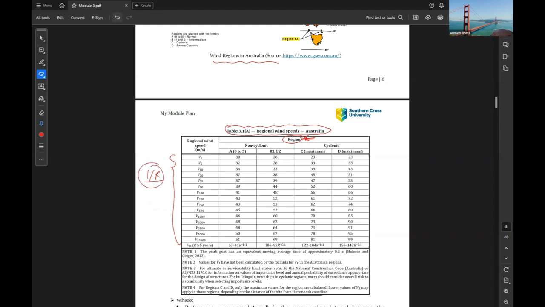So if we get 1 in R, for example, if 1 in R is 1 in 200, you get V200. Then, for example, if you are in region B1, what is your regional wind speed? The regional wind speed will be 52. So we need two pieces of information to find the regional wind speed: the region, and the recurrence interval 1 in R.